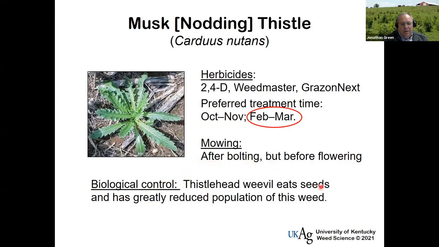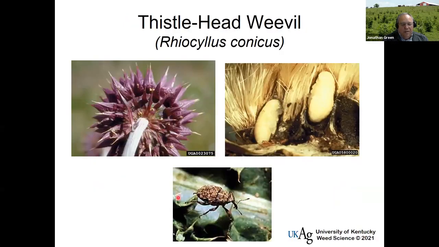Now, another option on the table is this thistlehead weevil, which is a biological control agent. And this was released in Kentucky back in the mid-70s. And even the highway department collected insects and spread them along our highways. This insect by itself has not fully allowed us to get rid of musk thistle, but it has helped quite a bit. What happens is these adults land on the developing flower heads, lay their eggs, and as the eggs hatch, the larvae burrow down into the head and eat out the seed. So the bottom line for control of biennial thistles: don't let them produce seed.